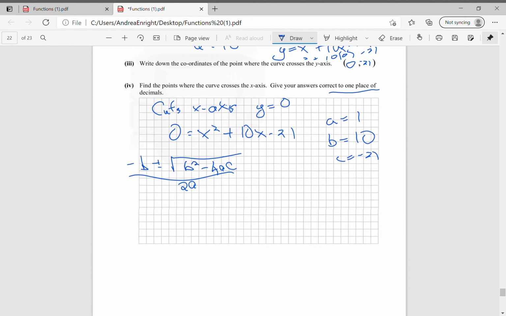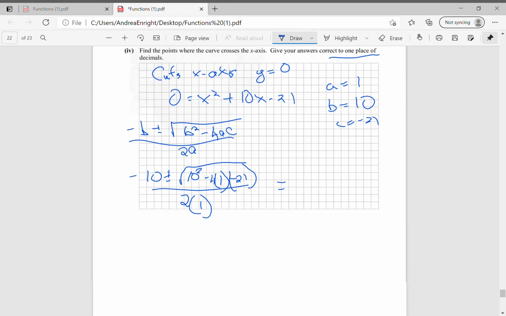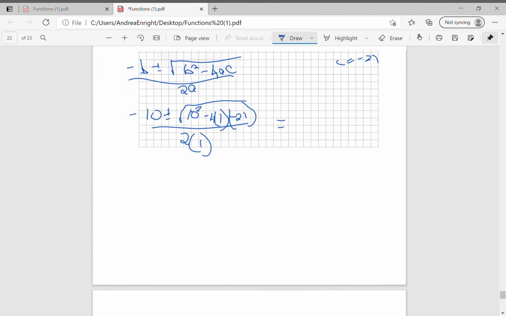So you'll get minus 10 plus or minus the square root of 10 squared minus 4 times 1 times minus 21, all over 2 times a, which is 2 times 1. So into the calculator with that, just type it all in with the plus and get an answer, and then go back and change it to a minus and get an answer. So you get 2 answers there. I'll leave you to do that in the calculator yourselves. Okay.